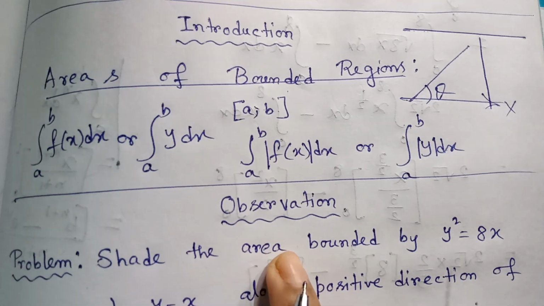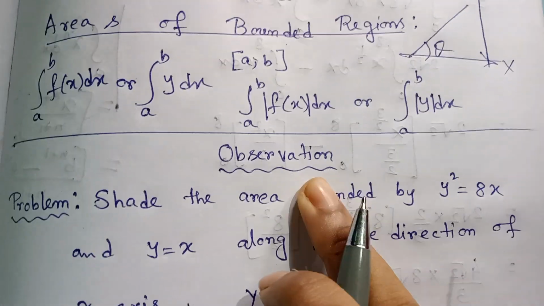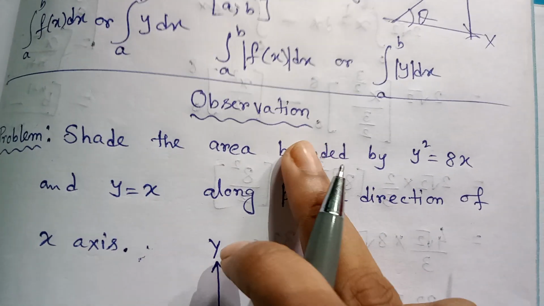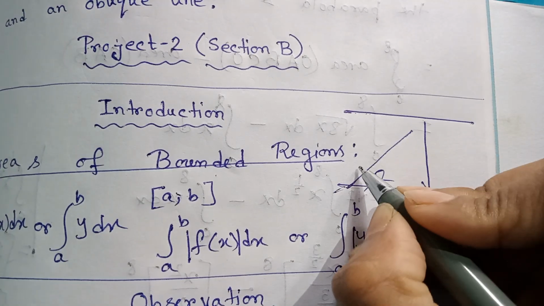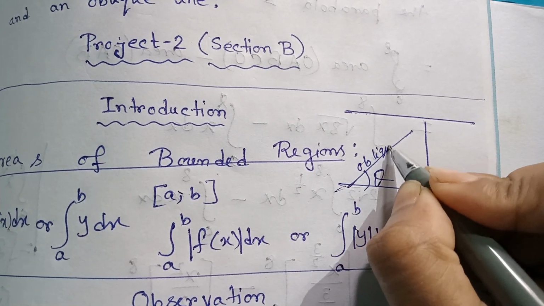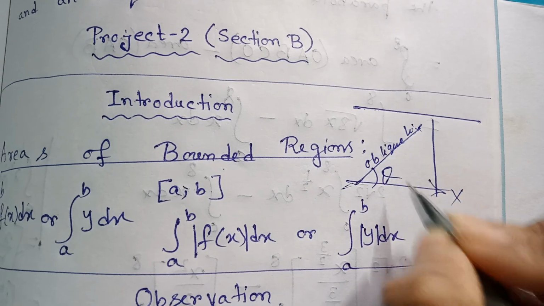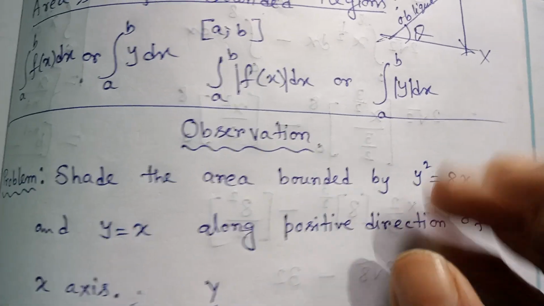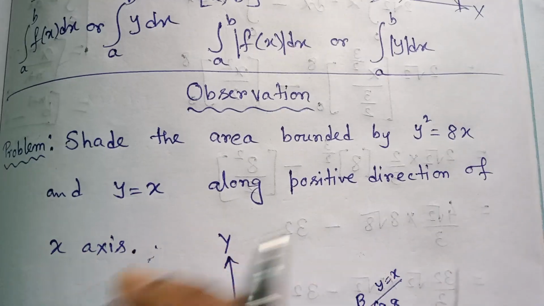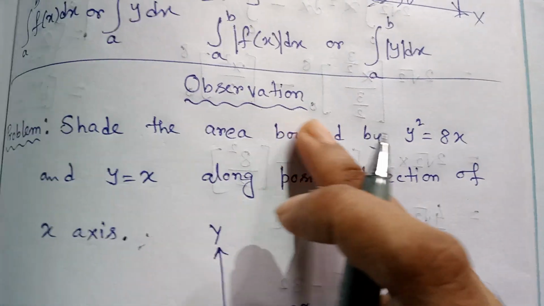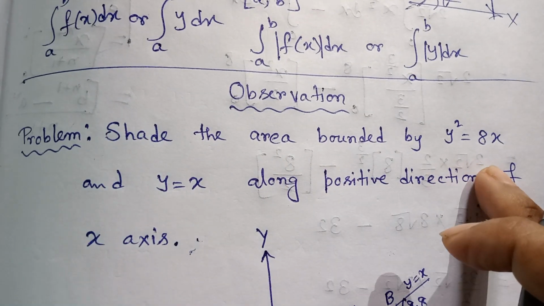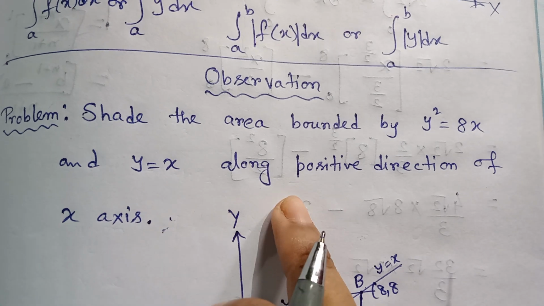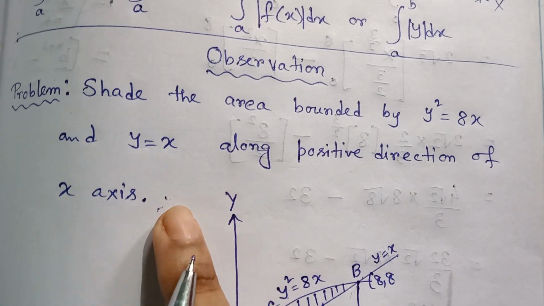Okay. So after introduction, now we have to write observation. Introduction part completed. Next, write observation. You can put this diagram. You can write here "oblique line". Just a rough sketch. It will be very good. So now the observation part: make the heading "Observation" and write the problem. Find the area bounded by y square equal to 8x and y equal to x along the positive direction of x-axis.